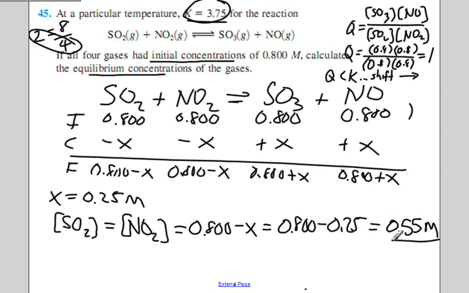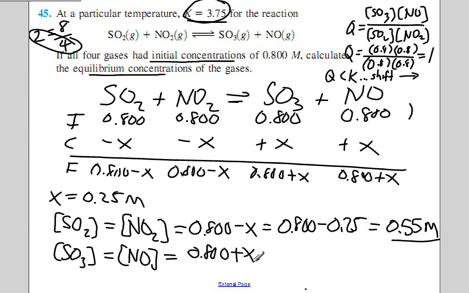The two products, the SO3 is equal to the NO concentration, and they're both equal to 0.8 plus x. 0.8 plus 0.25, 1.05. And that's the end of that problem.